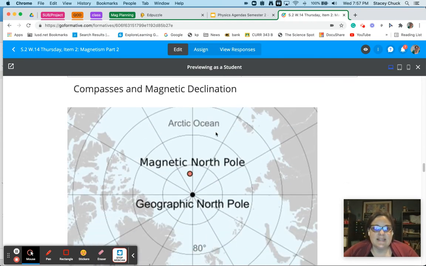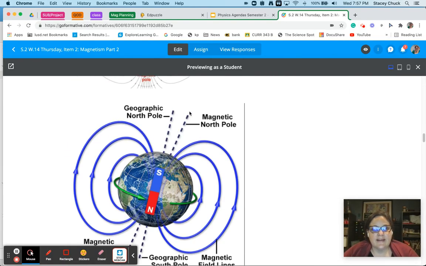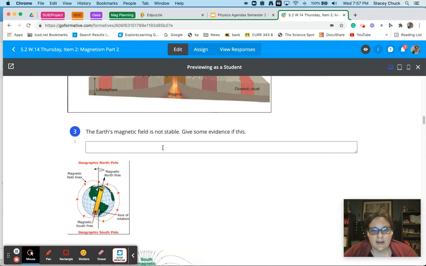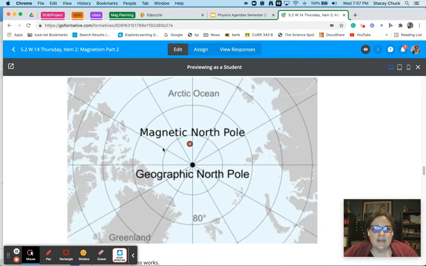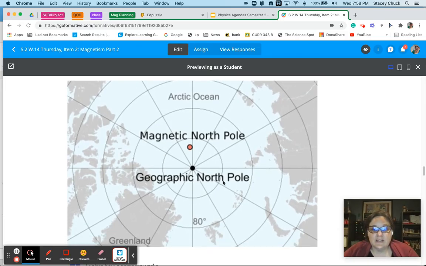All right, compasses and magnetic declination. Now, a minute ago, I was talking about how the magnetic pole and the North Pole are not at the same place, and how that is weird when you're using a compass. Looking at this image, I'm not sure what year this is from, but here's the geographic North Pole, which is always in the same place. And then here is the magnetic North Pole. Now, crazy thing, the magnetic North Pole, or the South magnetic pole, as it would actually be, moves.